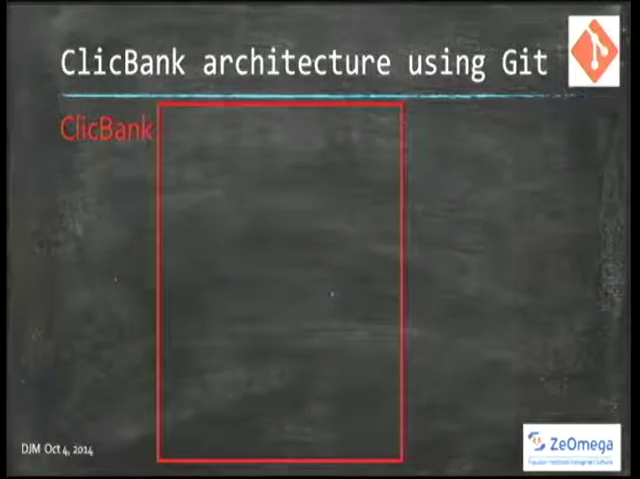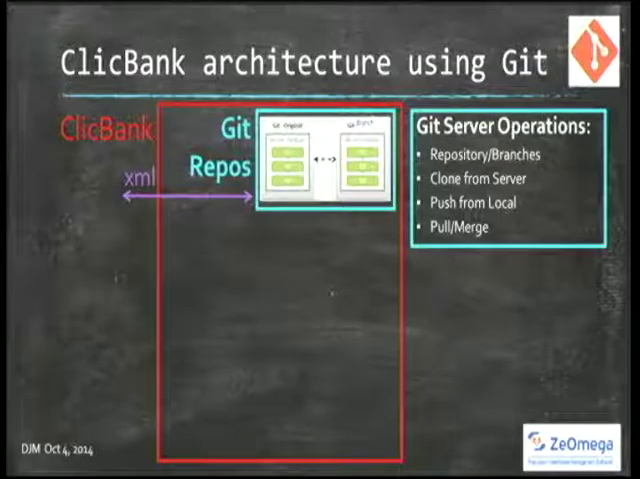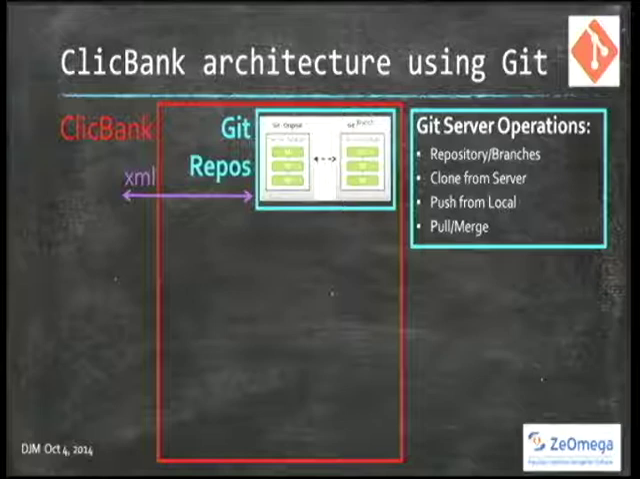So let's talk about the architecture. Here's ClicBank. It's the big box in the sky. This is all in a cloud environment. As a part of that, it could be on a physically different server, but here's the Git repos, the Git server part of it. It's going to have the repositories, the branches, the clones, the pulls, the pushes, and the pull merges.